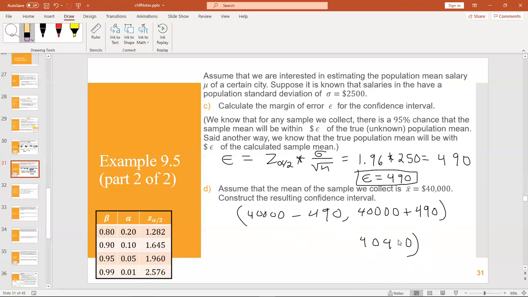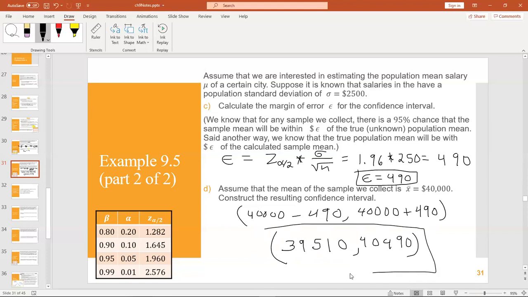Let's make that look maybe a little more like a 9. So you got a 9 right there. Let's see what 40,000 minus 490 is. So that is 39,510. So then 95% of the samples that we take will have their mean lie somewhere between those two numbers.